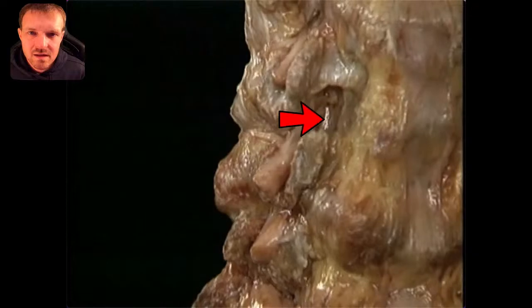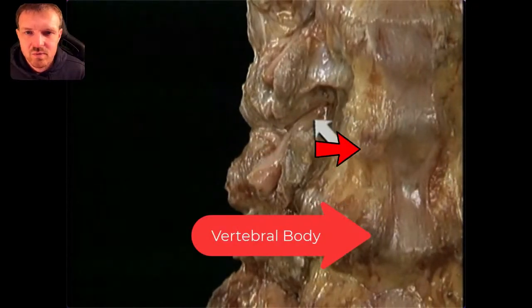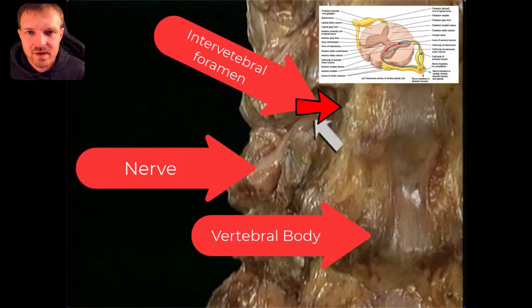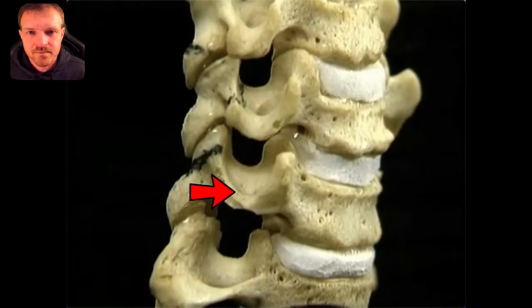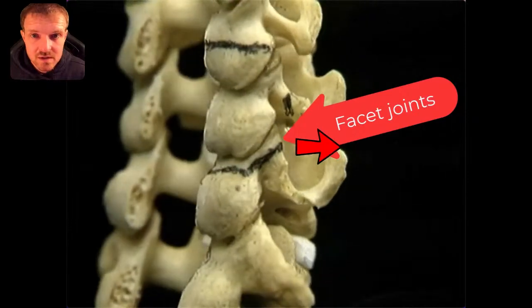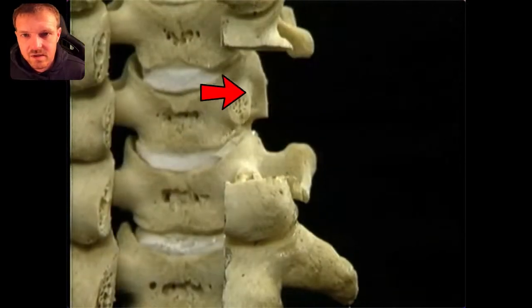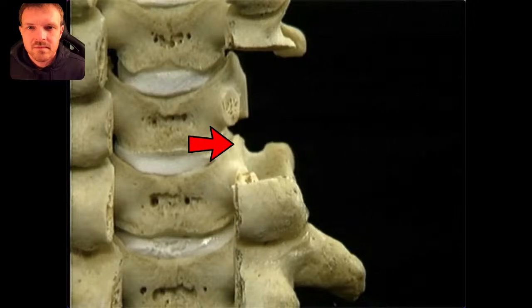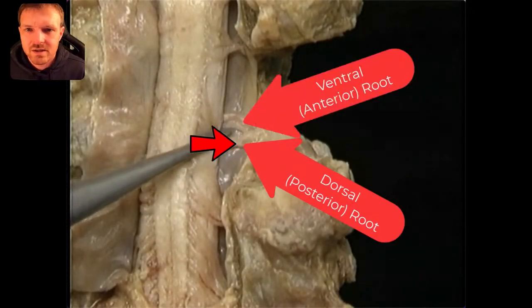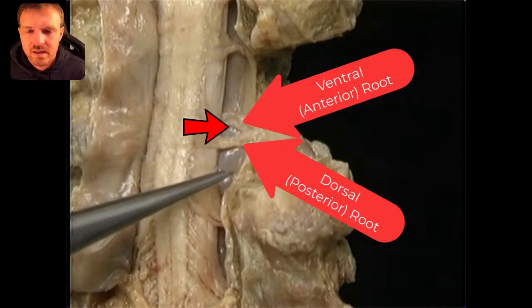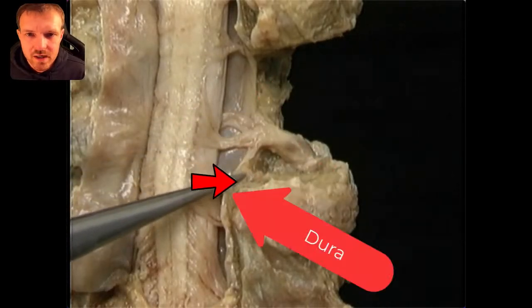So that's where they're coming through there. There's your vertebral body. That's the intervertebral foramen, and then there's the nerve coming through. So there's the holes. Facet joint's just there, so we're going to take a facet joint away. End of the pedicle, and there you go. Look at that. So there's the dorsal root, there's the ventral root, and then that's the dura.